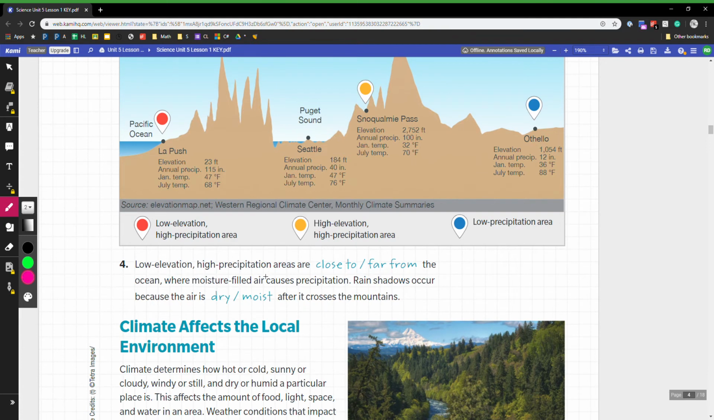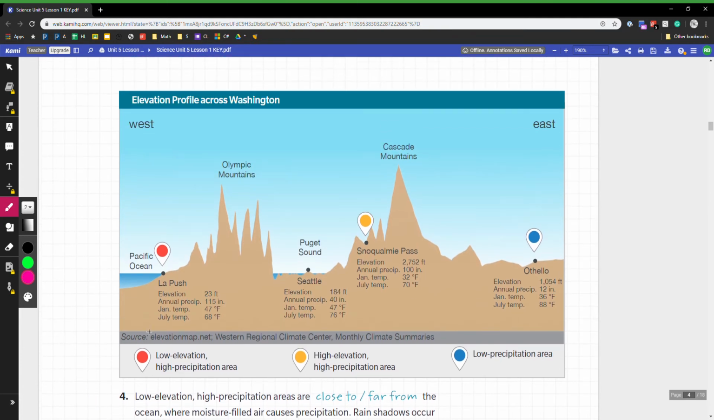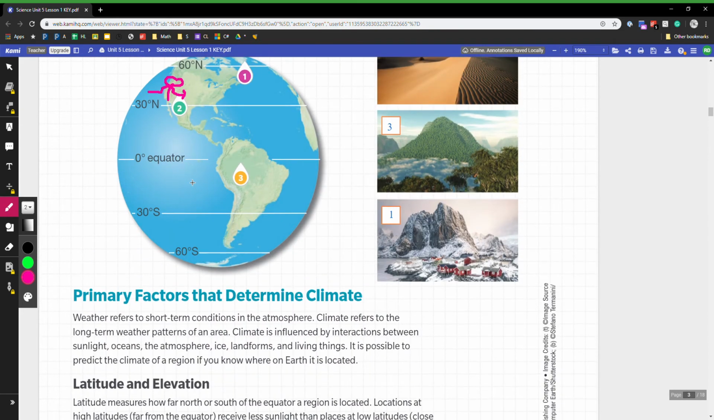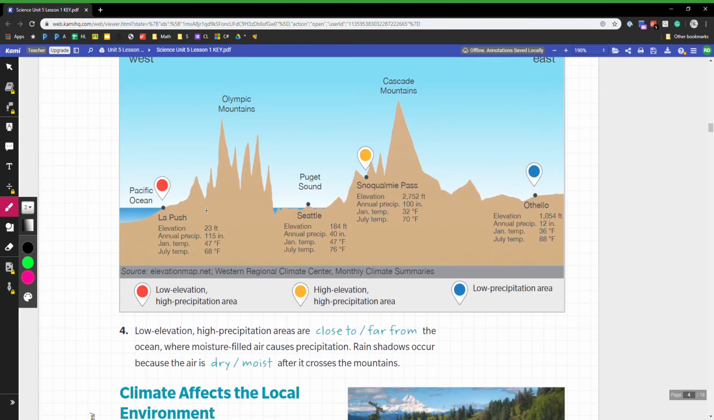So here we have an example of this, and it says a low elevation. So we have this mountain. This is in Washington, so this is up here-ish. And we've got some mountains, and then there's like the Seattle area, and then there's more mountains, and then the eastern side of Washington is pretty flat. So we're looking for a low elevation, high precipitation area, which is right here. And so this is close to the ocean. This is the ocean, right? This is the Pacific Ocean. So it's close to the Pacific Ocean.